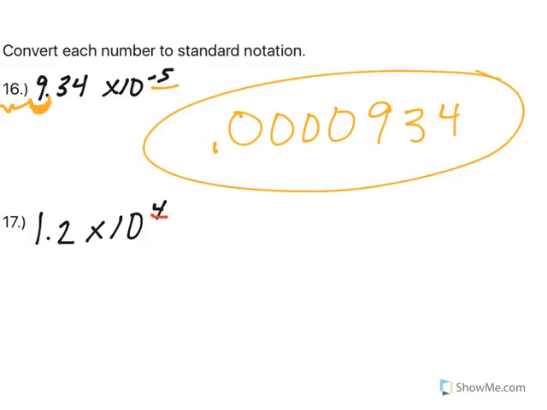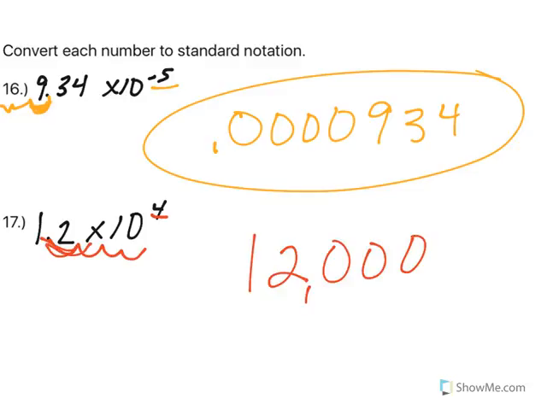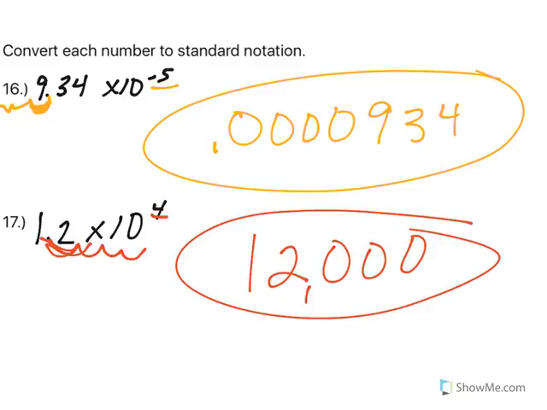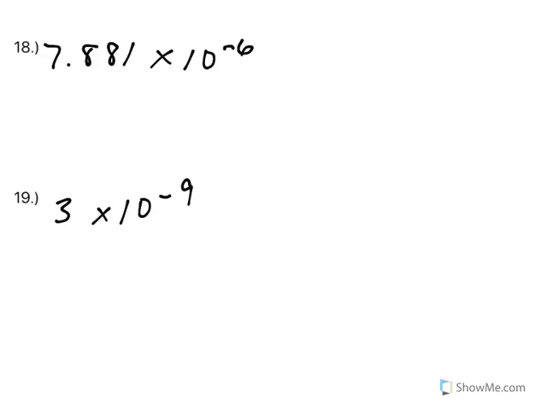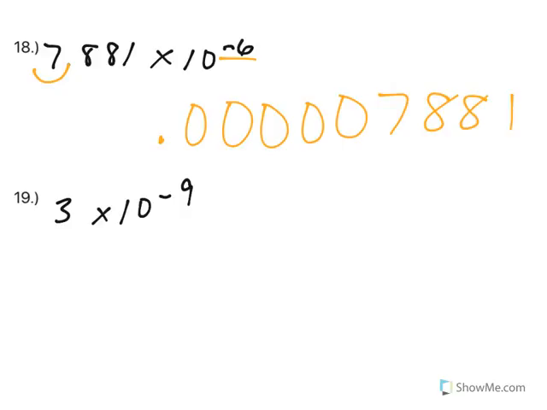Now, in 17, 4 is positive. So I'm going to go 4 places to the right. So the 2 is 1, and then 3 zeros. So 12,000. Just paying attention. Positive exponents get bigger, negative exponents get smaller. So in 18, we're going to go 6 places to the left. So that means 5 zeros, 7881.